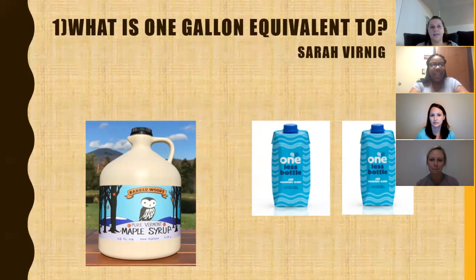Okay, Sarah, can you tell me what is 1 gallon equivalent to? Sure. So we have 1 gallon here, and we want to know what it is equivalent to so we can eventually fill our pail up. So 1 gallon is equal to 2 bottles.